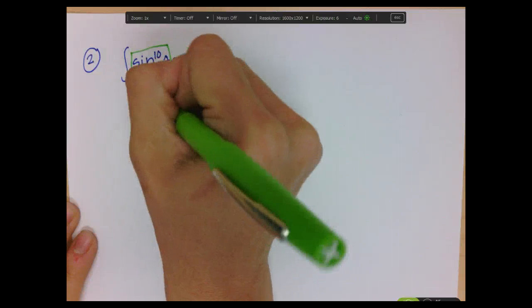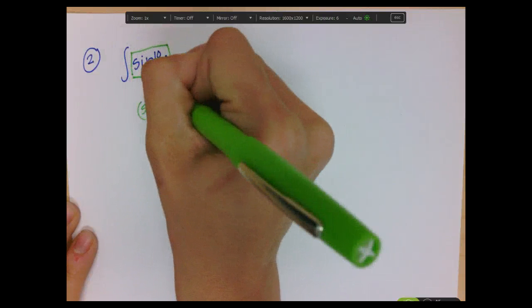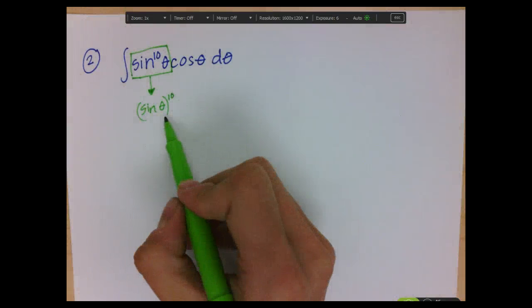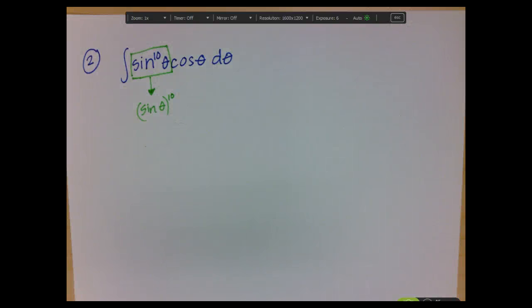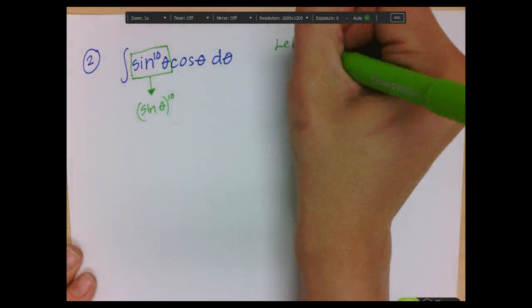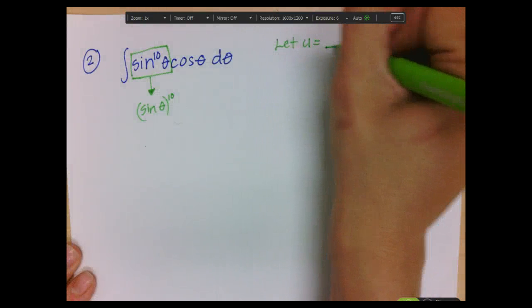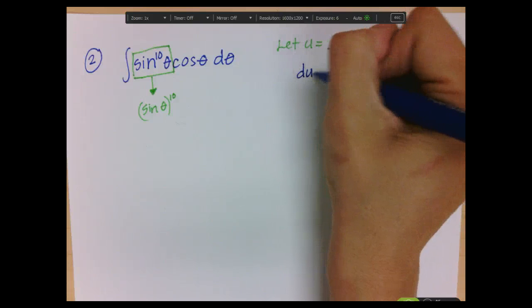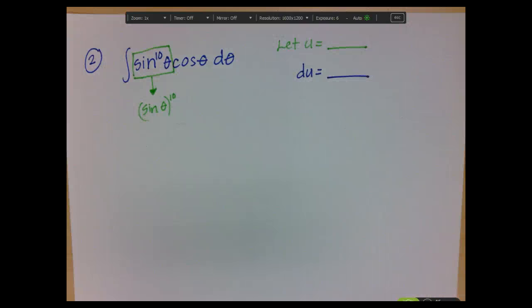So remember, this notation, where the 10 lies in between the sine and the theta, means that you're taking the sine of theta and raising it to the 10th power. So that's just a quick little reminder about trig. But anyway, I want to integrate this function. And the first thing I need to do is decide what u will be equal to. And depending on what I select for u, I should also be able to make a substitution for du.